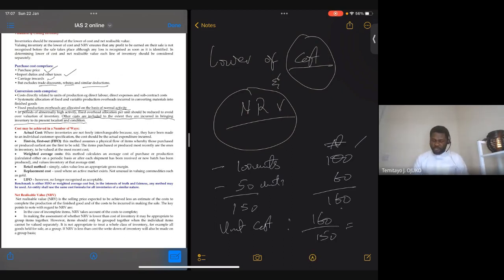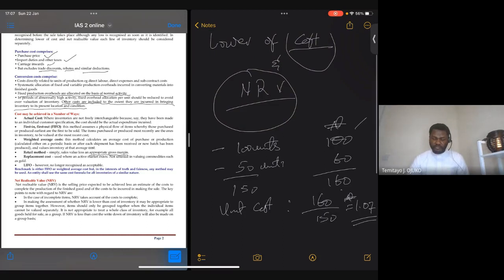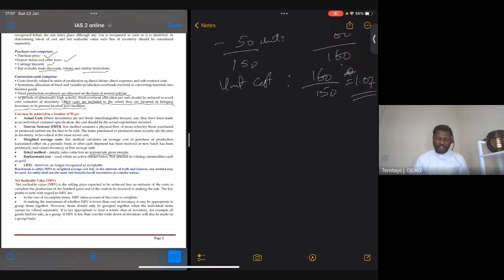Now, let me quickly press a calculator for that. 160 divided by 150 is going to be 1.07. That is the value of your inventory per unit using weighted average cost. Now, the retail method is quite simple. Simply sales value less the appropriate gross margin. That is the retail method. Now, replacement cost.